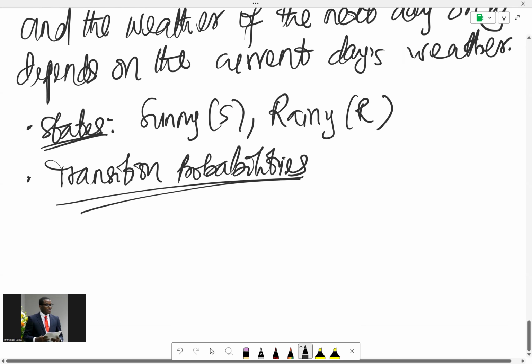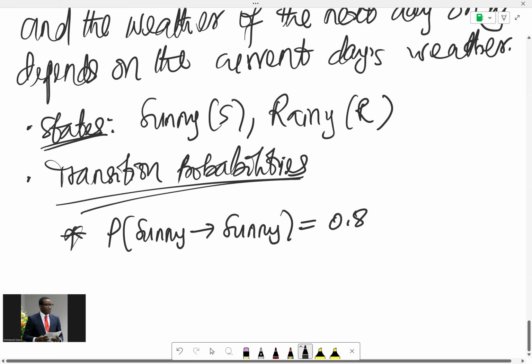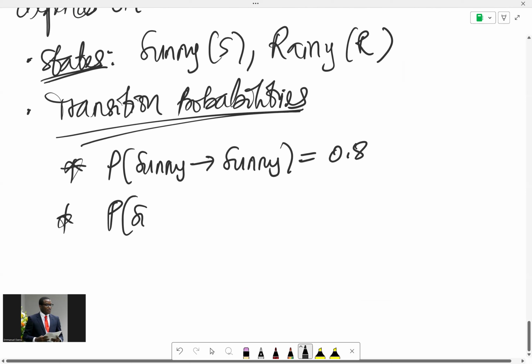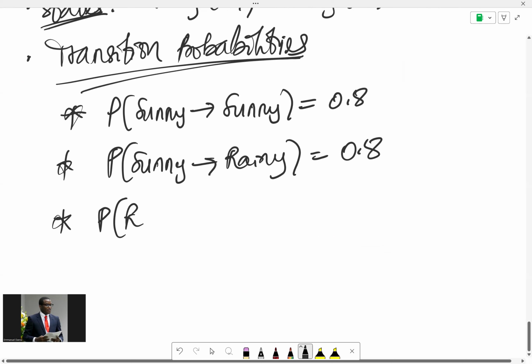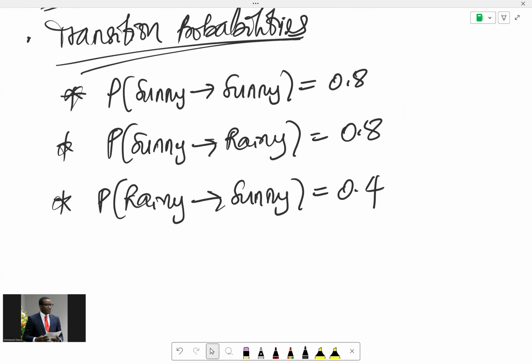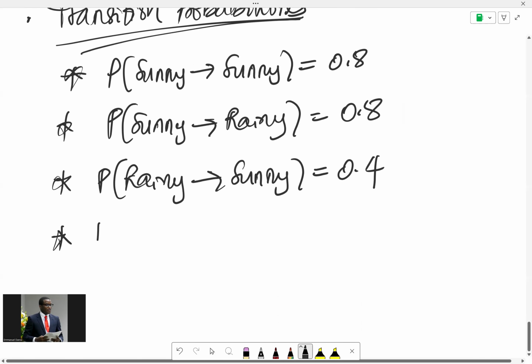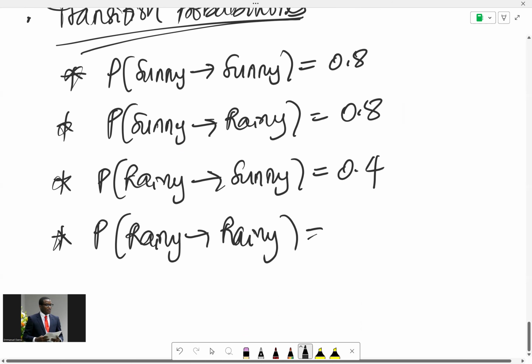Imagine that the probability that if today is sunny, tomorrow is going to be sunny is 0.8. That's an 80% chance. And if today is sunny, what is the probability that tomorrow is going to be rainy? Let's say that is 0.8. What is the probability that if today is rainy, tomorrow will be sunny? That is 0.4. Of course, this may be hypothetical, but if you have data for a very long time, you can actually decipher these probabilities. The probability that if today is rainy, tomorrow will also be rainy is 0.6.